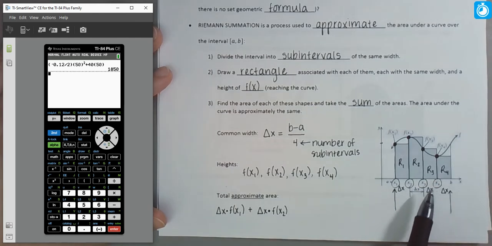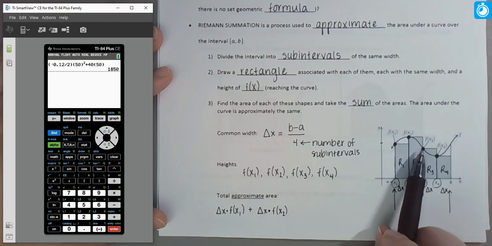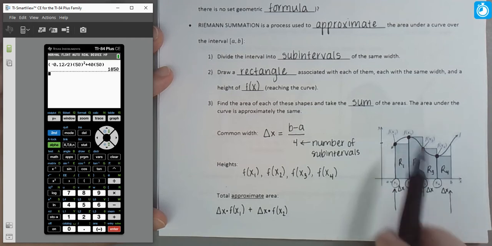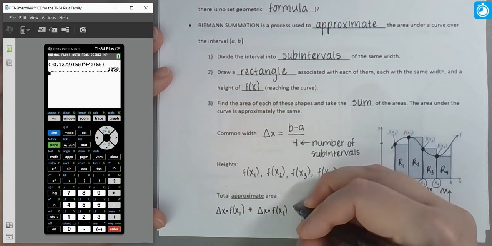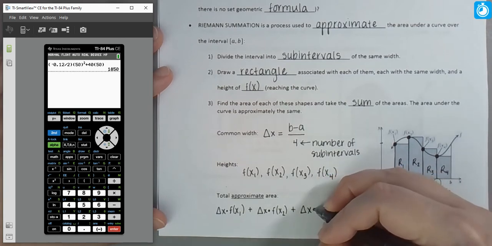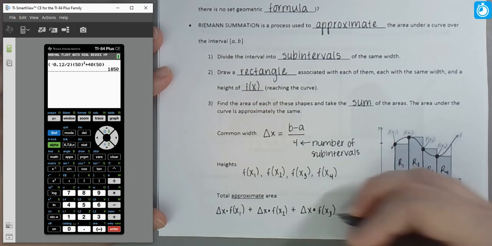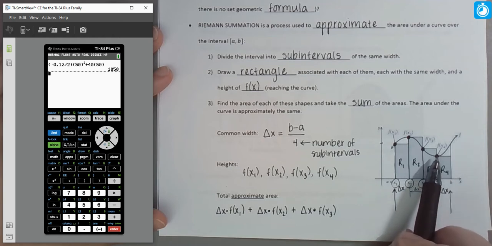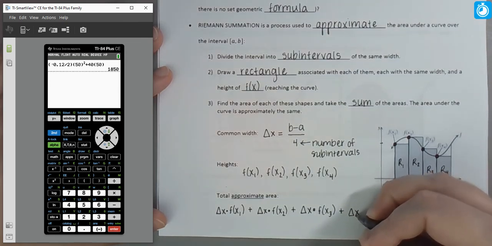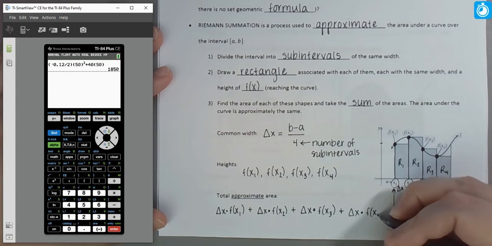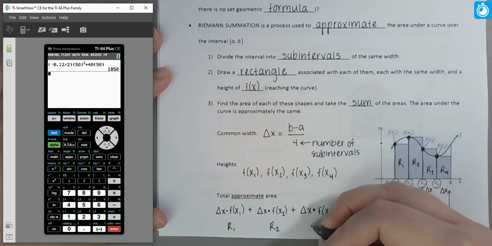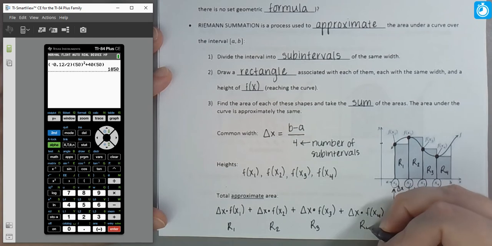Third rectangle, so delta x times the height of this rectangle. Notice it's the height on the left-hand side of the rectangle, so we're going up to the curve on the left-hand side of the rectangle, so f of x3. So plus delta x times f of x3. And then our last rectangle, delta x is our width, and we go up to the height at the left-hand endpoint of that interval, f of x4. So plus delta x times f of x4. So this is the area for rectangle 1, this is rectangle 2, this is rectangle 3, and this is rectangle 4.